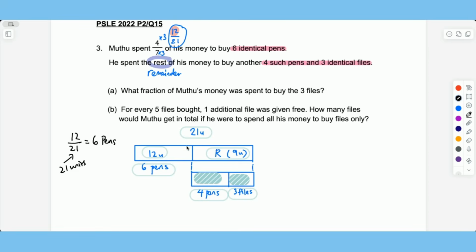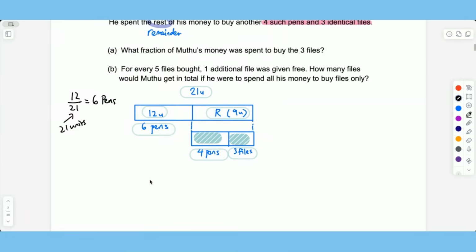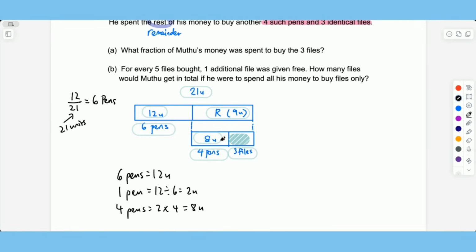Let's start by analyzing this part here where 6 pens is equals to 12 units. Hence, 1 pen will be 12 divided by 6, which is 2 units. 4 pens will be 2 times 4, which is 8 units. So 4 pens is equals to 8 units. And the remaining will just be 1 unit. And 3 files will be equals to 1 unit.